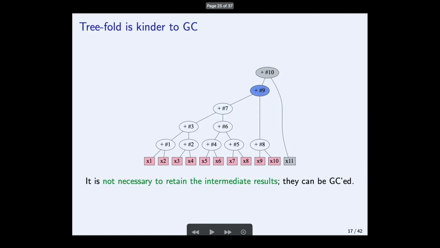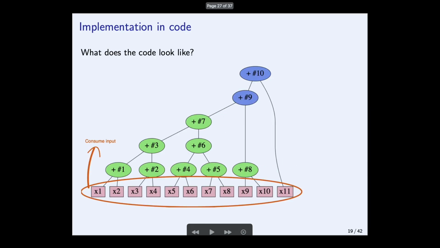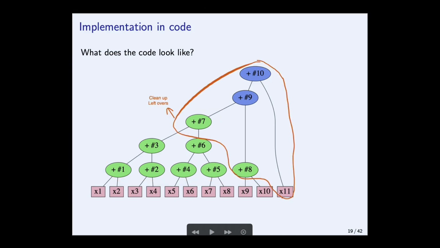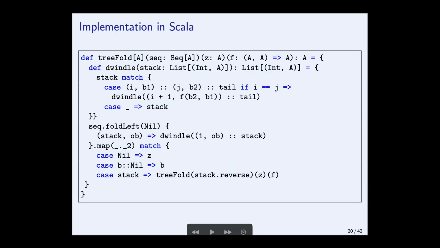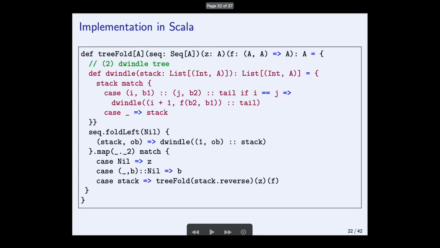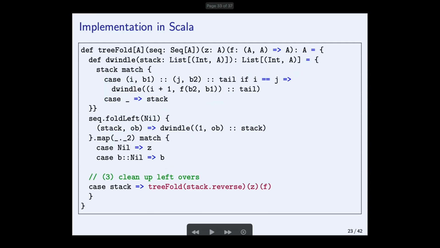Okay. So the code has to have 3 parts: something that consumes the input sequence, something that dwindles this tree, that's what I call it, dwindling the tree, and then something to handle the leftovers. There's the code in Scala. So you have this consumption part, the dwindle tree part, and then the do-the-rest part. This is the code in Common Lisp, and I wrote this one first, so I could probably redo this and make it a bit smaller. But the code is larger than I would like it to be.